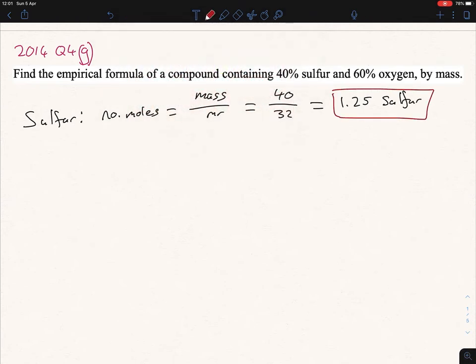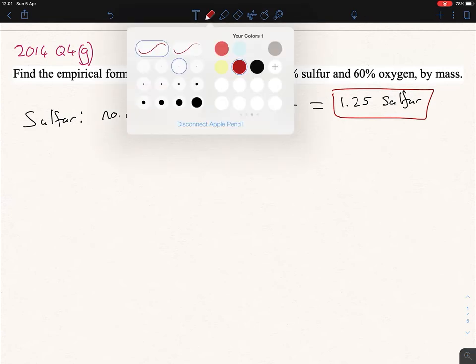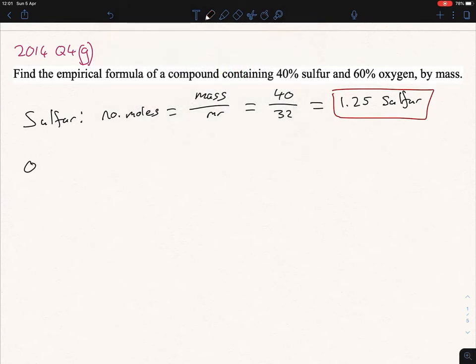And we're going to do the exact same over here for oxygen. We'll be a little bit faster now. For oxygen, if we're doing it for the number of moles, we're going to be dealing with 60 divided by 16, which is the Mr of oxygen. And if we do that, we're going to get 3.75. And that's for oxygen.